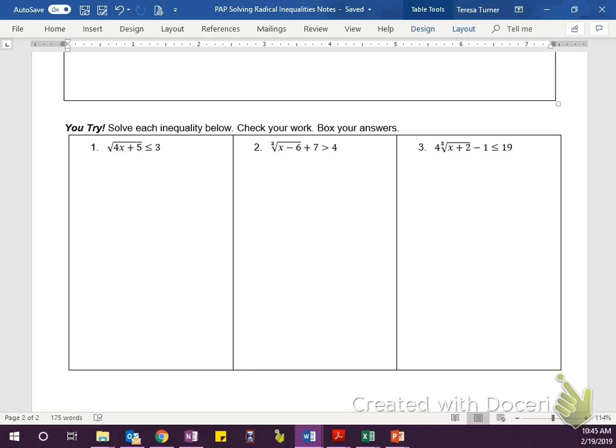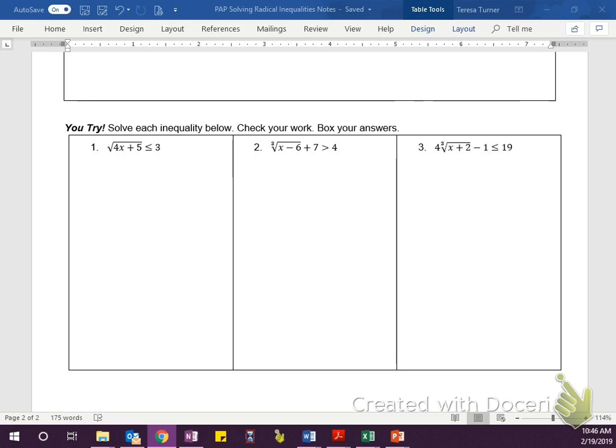Today's reflection is to choose one of those 3 problems that you're going to solve now from the bottom of the note sheet, and you're going to post a picture of it into the Padlet and then explain your steps. So it's column 3 of the Padlet.